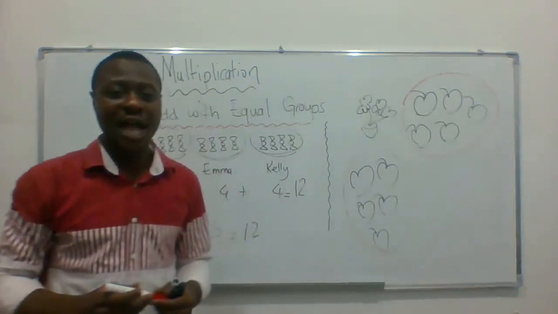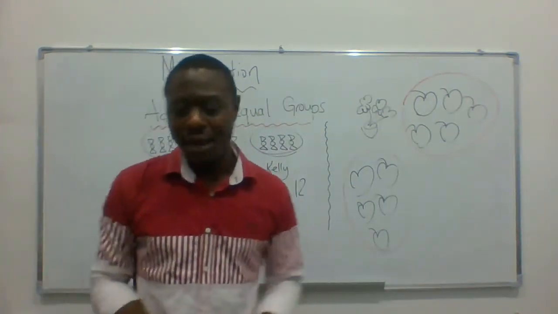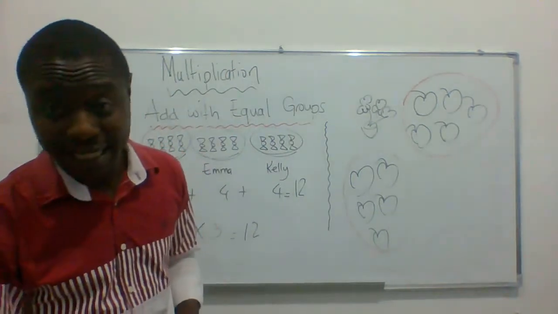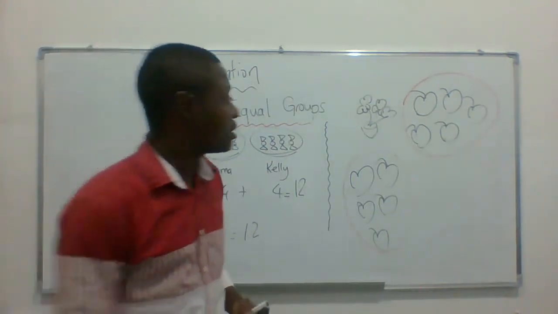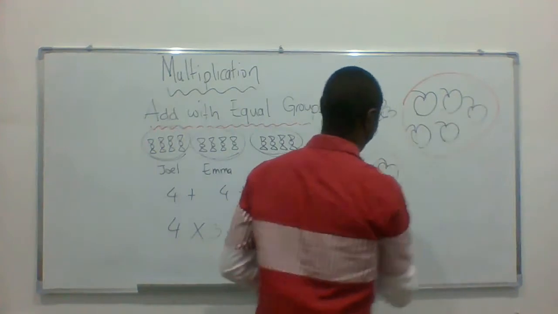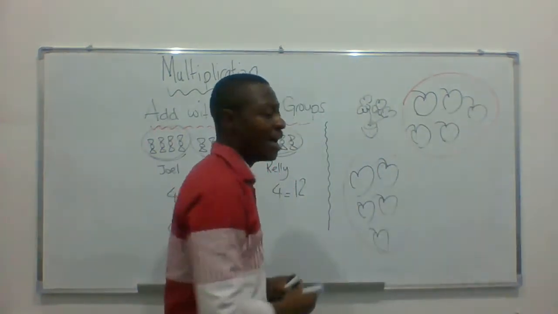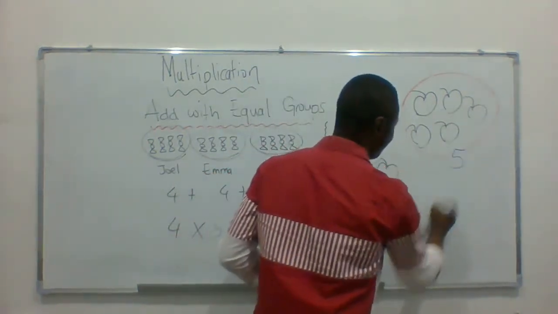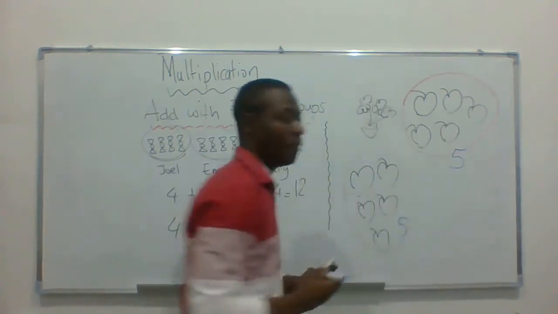Wow, Mr. Jerry has 2 groups of tomatoes. Now, how many tomatoes are there in each group? Let's figure it out. 1, 2, 3, 4, 5. 1, 2, 3, 4, 5. So I have 5 tomatoes there and 5 tomatoes here.